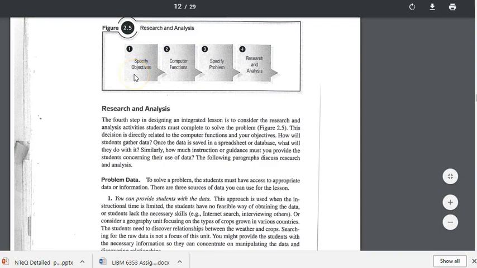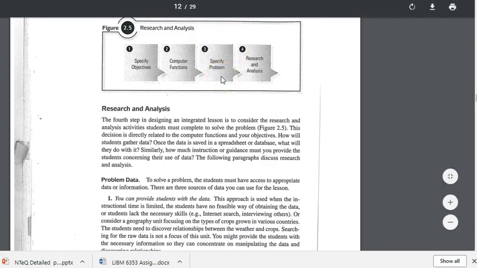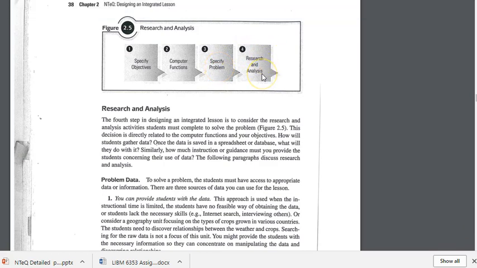So after you've specified the objectives, you've determined what computer functions the students will need to perform, and you've specified the problem, that's a real-world problem relevant to the students, then you need to work on step 4, research and analysis. The fourth step is to consider the research and analysis activities your students are going to complete to solve the problem. This decision is going to be directly related to the computer functions and to your objectives.